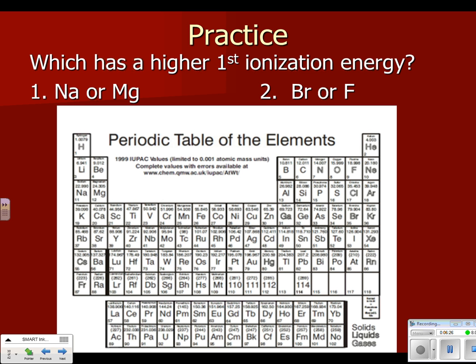All right, so quick practice. Sodium versus magnesium. Sodium is right here, magnesium's right here. Ionization energy increases as you go up and to the right. So magnesium would have a higher first ionization energy between those two. Comparing bromine and fluorine, it increases as you go up, so fluorine would have the higher ionization energy. It takes more energy to remove electrons from fluorine than it does from bromine.